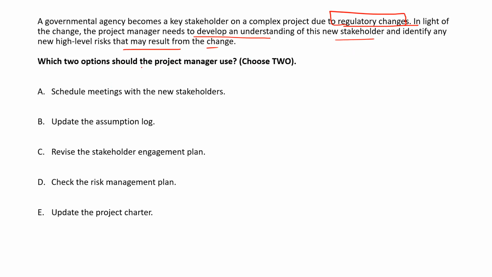Which two options should a project manager use? A new stakeholder is added because of the regulatory change. So schedule meetings with the new stakeholders, update the assumptions log, revise the stakeholder engagement plan, check the risk management plan, update the project charter. Yes, Hafiz, your answer is correct.